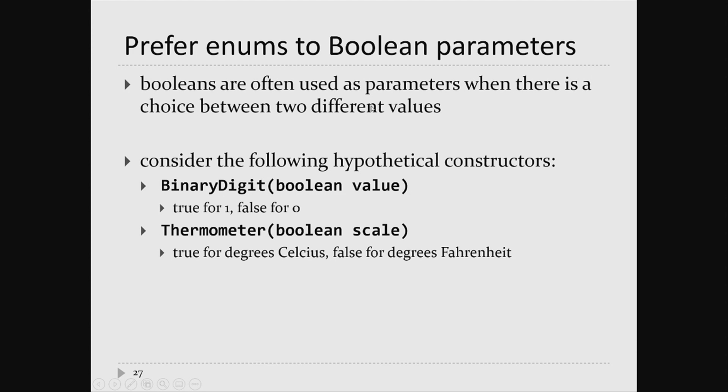Sometimes you're going to write a method or a constructor that takes in a Boolean value, because it can have one of 2 values. This is pretty common to do. Booleans are often used as parameters when there's a choice between 2 different values.